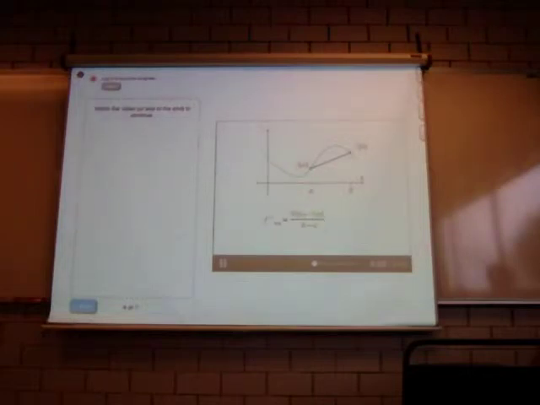Great. So you found that the average value of the derivative of f between the points a and b is equal to f of b minus f of a divided by b minus a. Now for a separate question. What's the slope of this secant line?